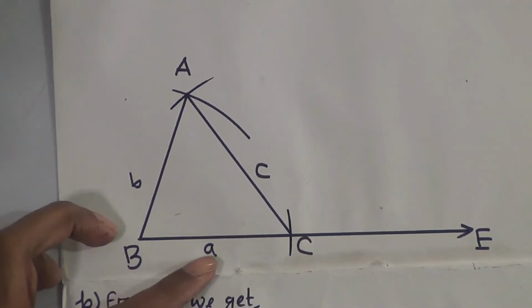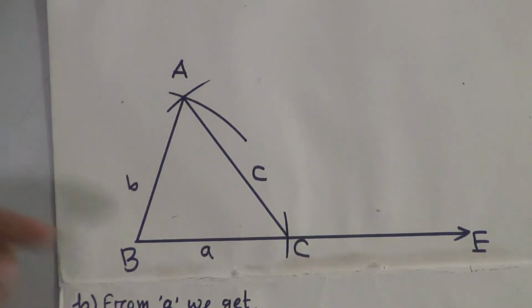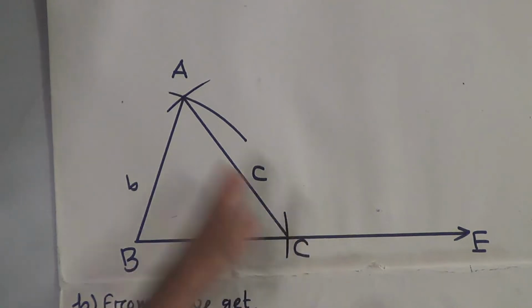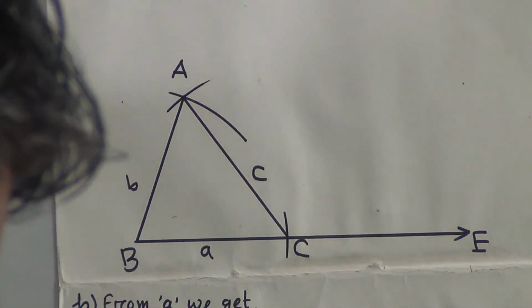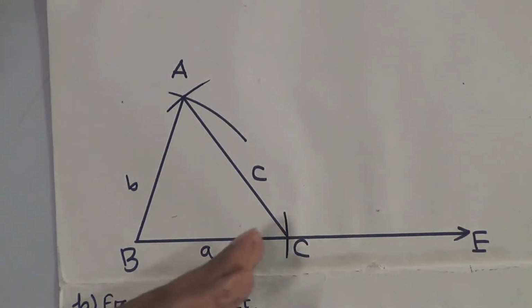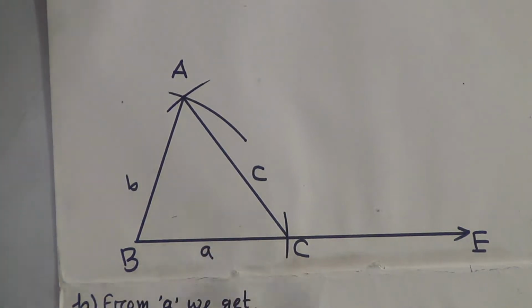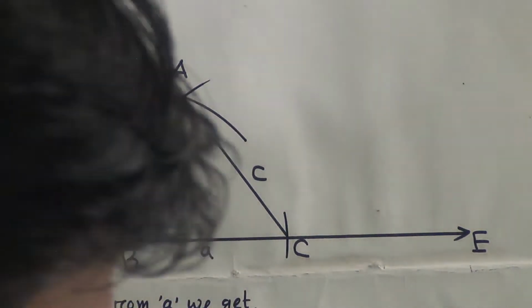And look, side A and side B are equal, so their opposite angles are equal. So if BCA, that means this angle, is 55 degree, you measure like this way with the protractor, then you get 55 degree. So obviously BAC is also 55 degree, you got.